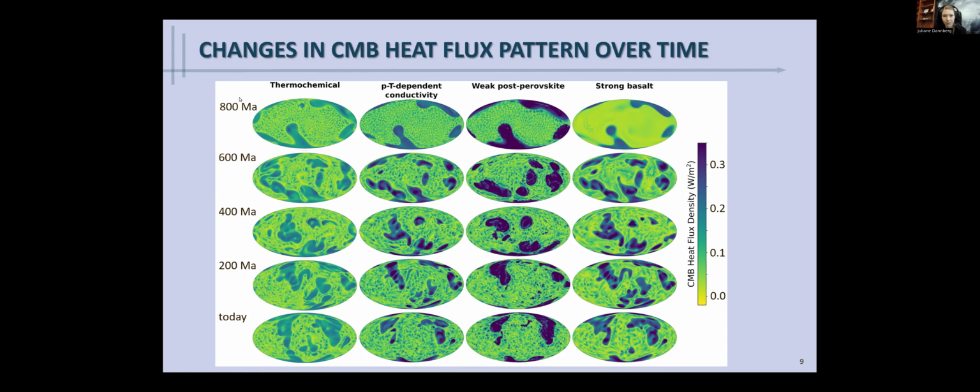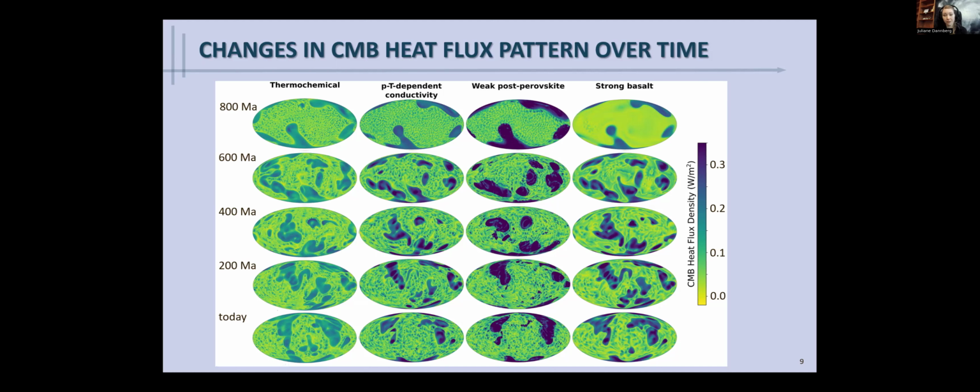heat flux. Basically, if we have this pressure and temperature dependent conductivity, that means we have a higher conductivity at the core mantle boundary, so we can extract a lot more heat in the cold regions. So we have a higher amplitude here. And then, if in addition we also make post-perovskite weak, it can deform much more easily, so we can have more convective heat flux. And so we also extract much more heat out of the core.